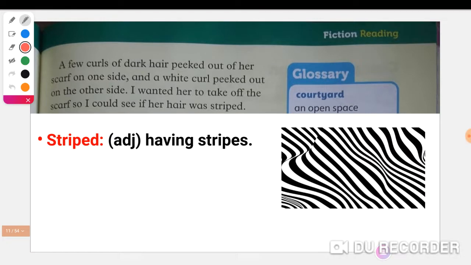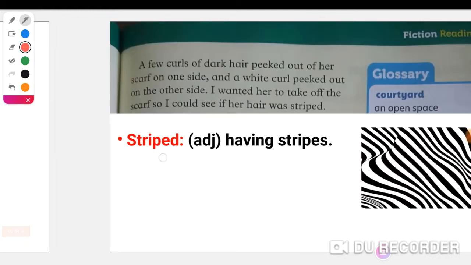Okay, first of all, the first part: a few curls of dark hair peeked out of her scarf on one side. What's the meaning of scarf? Can you remember me in the class? Did you see my hair before? No. Why? Because I usually wear a scarf. So her grandmother wears a scarf.